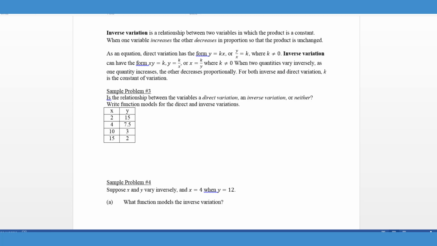So that's what sample problem 3 is all about. So go ahead and try to answer sample problem number 3 and then write the function that it models. So I'll give you a second to do that and then come back and check the solution.